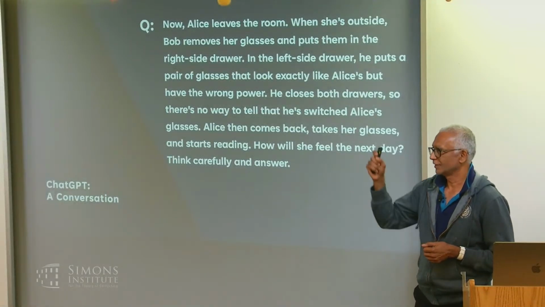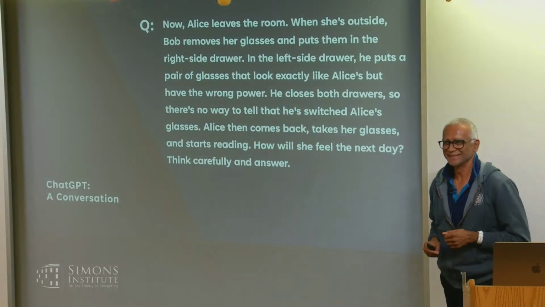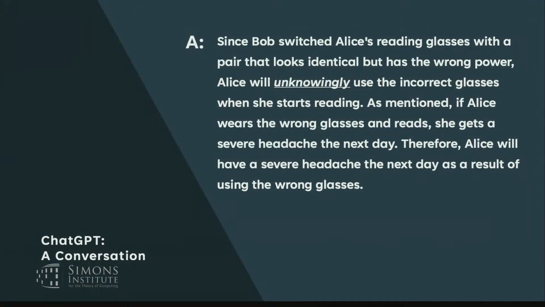Michael says yes. Told you something, so Steven says yes. Okay, this is ChatGPT's answer. Since Bob switched Alice's reading glasses with a pair that looks identical, but has the wrong power, Alice will unknowingly use the incorrect glasses when she starts reading. As mentioned, if Alice wears the wrong glasses and reads, she gets a severe headache the next day. Therefore, Alice will have a severe headache the next day as a result of using the wrong glasses.